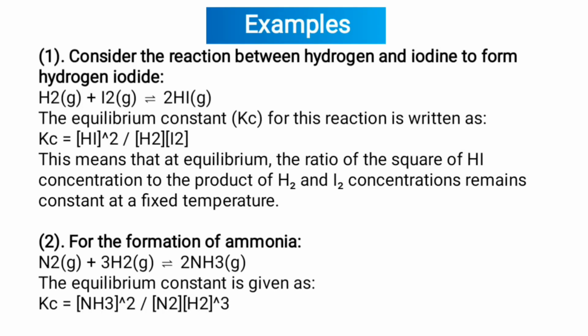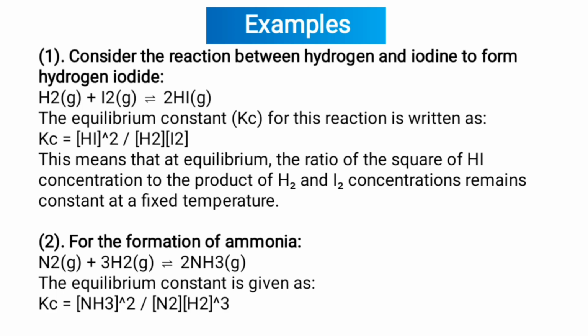Examples: the first one, consider the reaction between hydrogen and iodine to form hydrogen iodide. H2 gas plus I2 gas gives 2HI, also a gas. The equilibrium constant Kc for this reaction is written as Kc is equal to concentration of HI to the power 2 divided by concentration of H2 and concentration of I2. Now, dear student, this means that at equilibrium, the ratio of the square of HI concentration to the product of H2 and I2 concentrations remains constant at a fixed temperature.